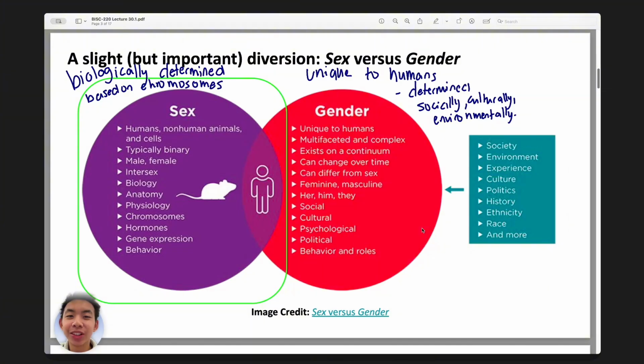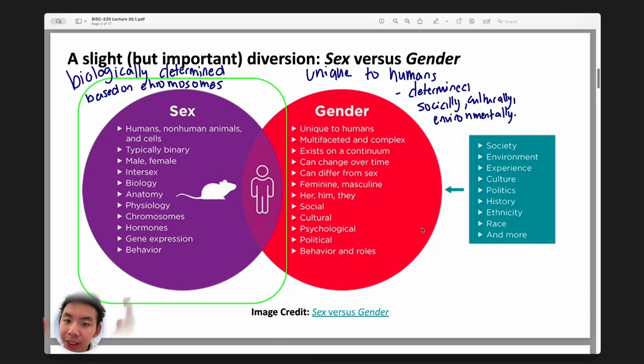Okay, sex versus gender. Sex is different from gender in that sex is biologically determined. It's based on chromosomes. So when I'm talking about rats, and I'm talking about a male rat, they're male because of their sexual organs. Sex can be applied across humans, animals, whatever. It's specifically biologically determined, right? It's typically binary, so it can be male or female, but there's a spectrum, of course. It can be intersex as well, but typically binary. However, it can range on a spectrum.